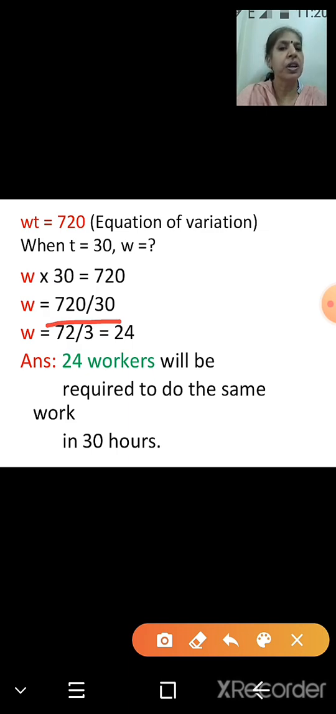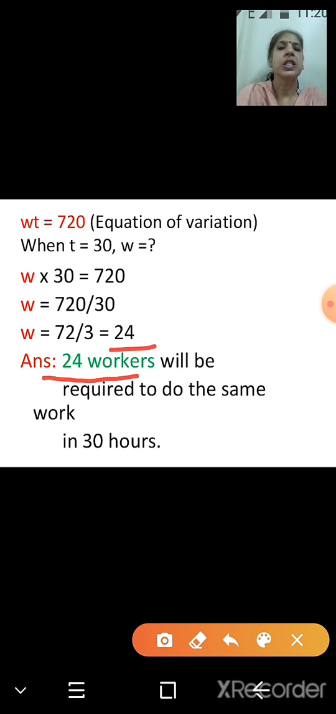Zero, zero cut, or they both are multiples of 10. So you will get 72 upon 3. Now you divide 72 by 3. 3 2s are 6. Then 1 and 2, that is 12, 14. Direct division you can do, or ordinary division. Divide 72 by 3, and the answer we are getting is 24.